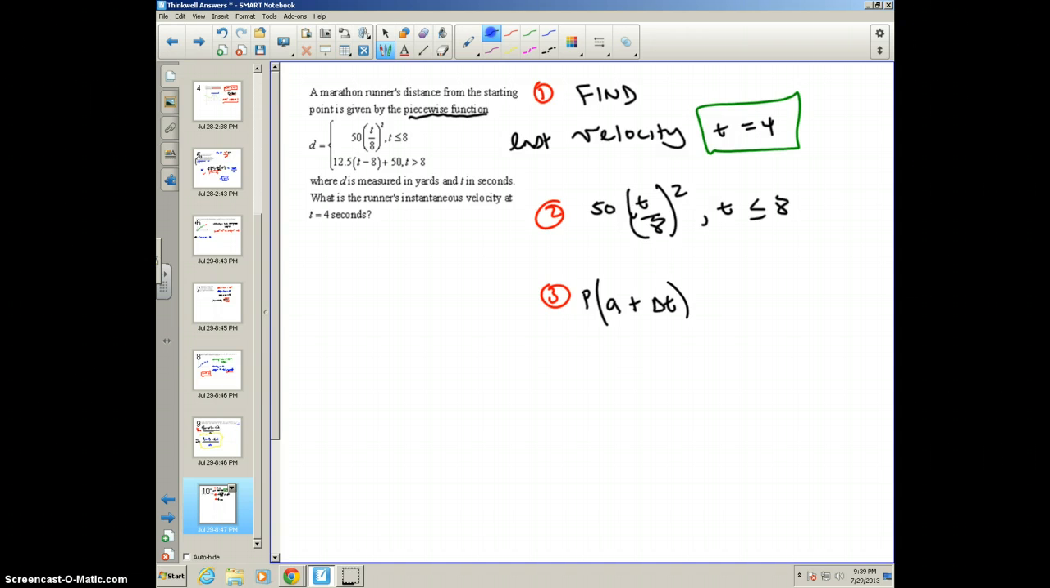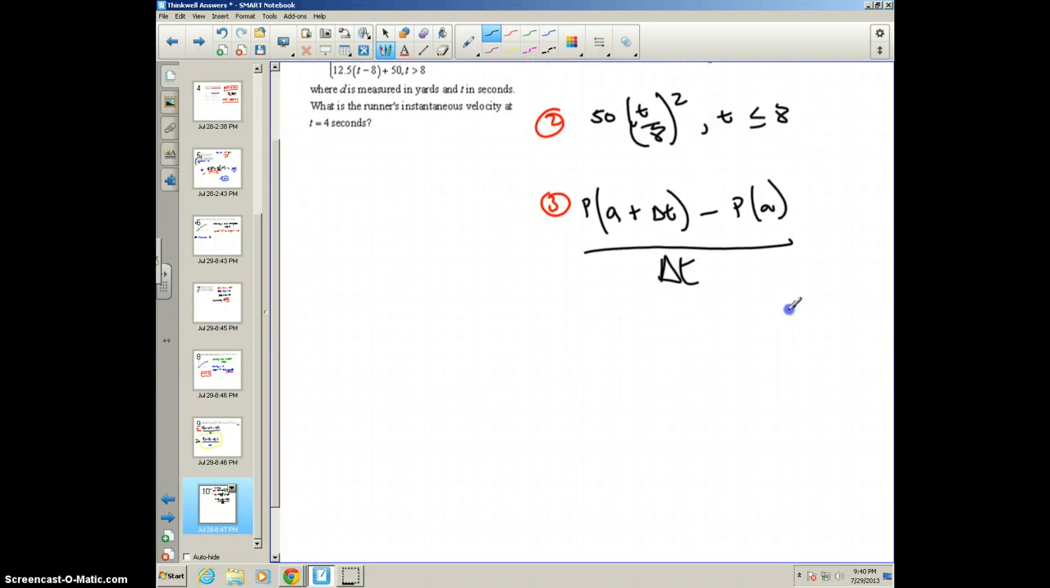Alright, then we need to remember our expression from the previous problem, which is p of a plus delta t minus p of a over delta t. So basically, our a in this time is t. So let's just plug in our values now. Number 4. And I know this is a bit confusing, but just bear through. Here we go.